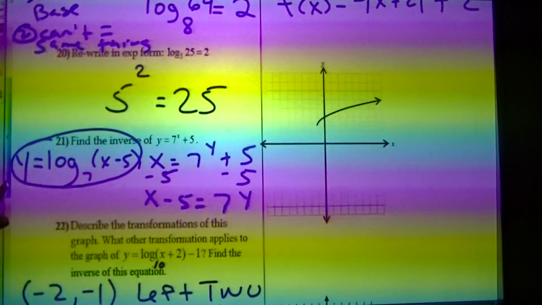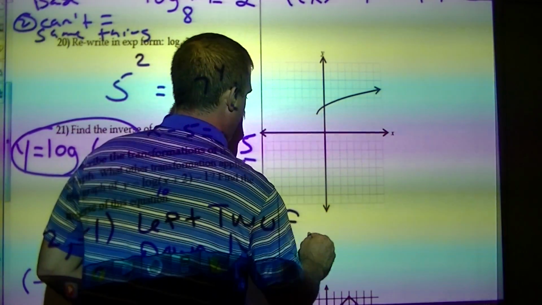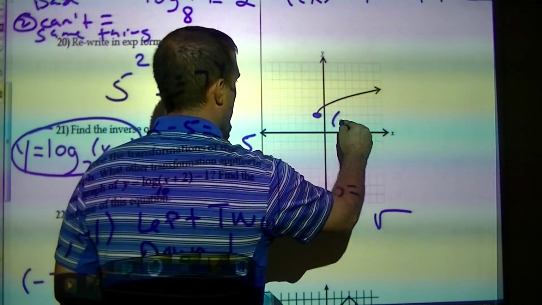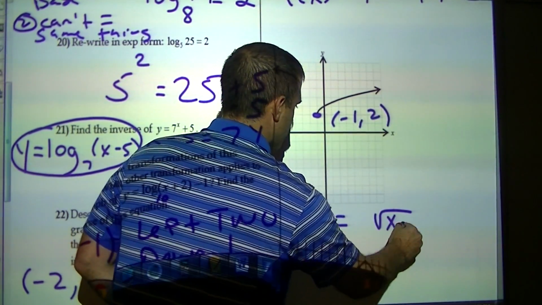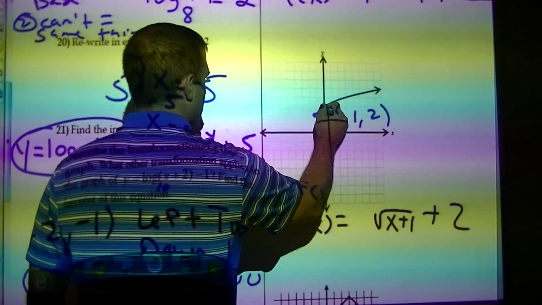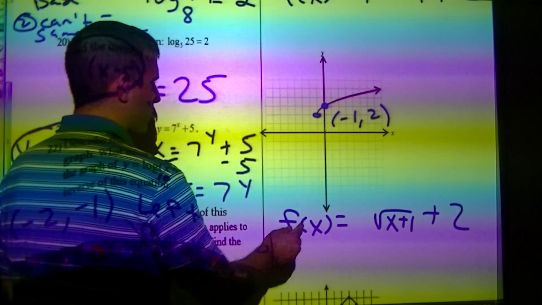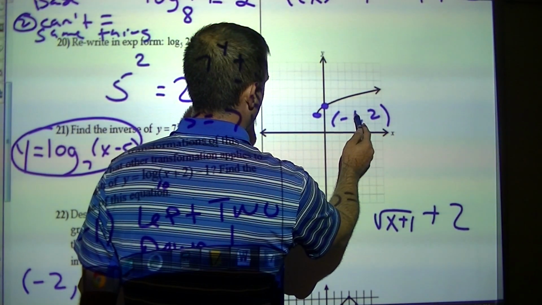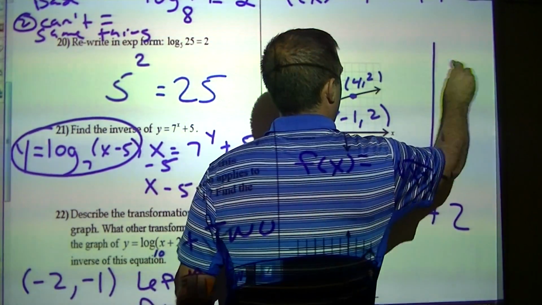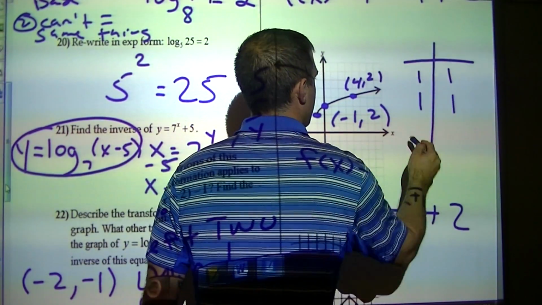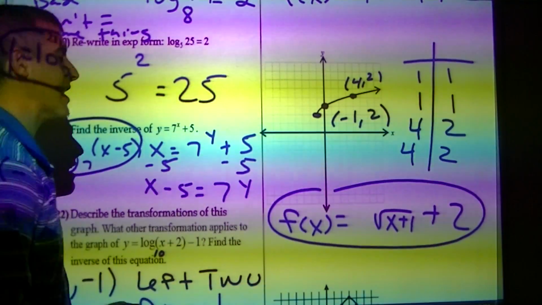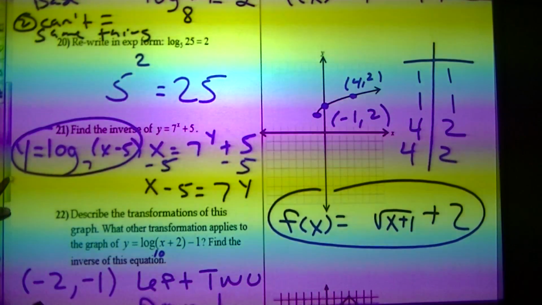This is a square root. So f of x equals the square root. My anchor point there is -1, 2. So I'm going to have x plus 1 there, plus 2 on the outside. And I'm going to look at where my points are. That's 1 over 1 up, and 4 over 2 up. So normally I'm 1, 1, I'm still 1, 1. I'm 4, 2 normally, I'm still 4, 2. So nothing's going to happen there. That's going to be my answer. I end up having the same exact points that I normally have.